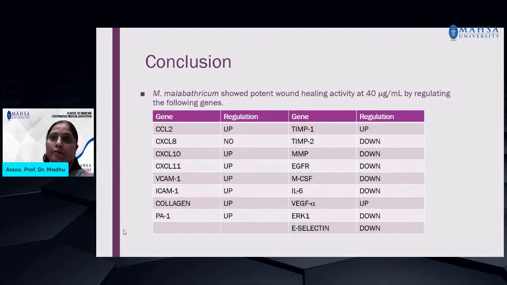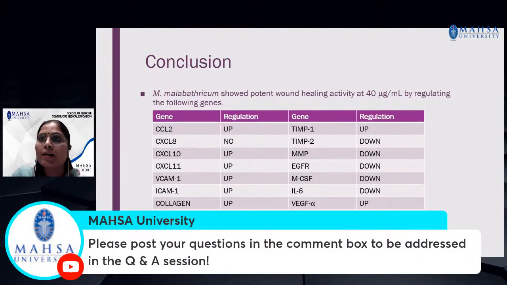So in conclusion, the conclusion from my study is Melastoma malabathricum leaves showed potent wound healing activity at 40 micrograms per ml, and the wound closure was almost closed, around 90%, as I showed you before, by 24 hours, and this is mediated by the upregulation of CCL2 as well as CXCL10, CXCL11, VCAM1, ICAM1, collagen 1A1, as well as TIMP1, TIMP2, but VEGF alpha also got upregulated.